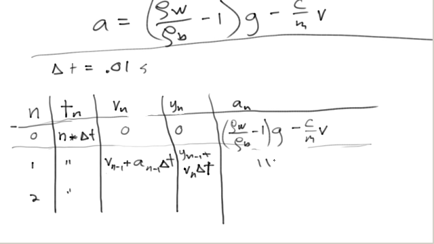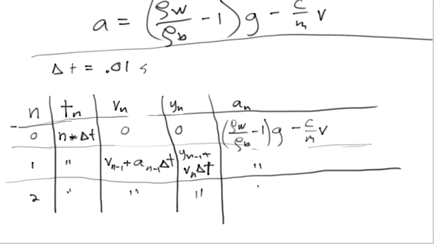And then this will just be what it was before, so ditto marks. And ditto marks for the next one. So for the v, I use the previous v, the previous a times delta t, and then I'll calculate the new position this way. So I think that's a pretty simple table, and I believe it's complete.